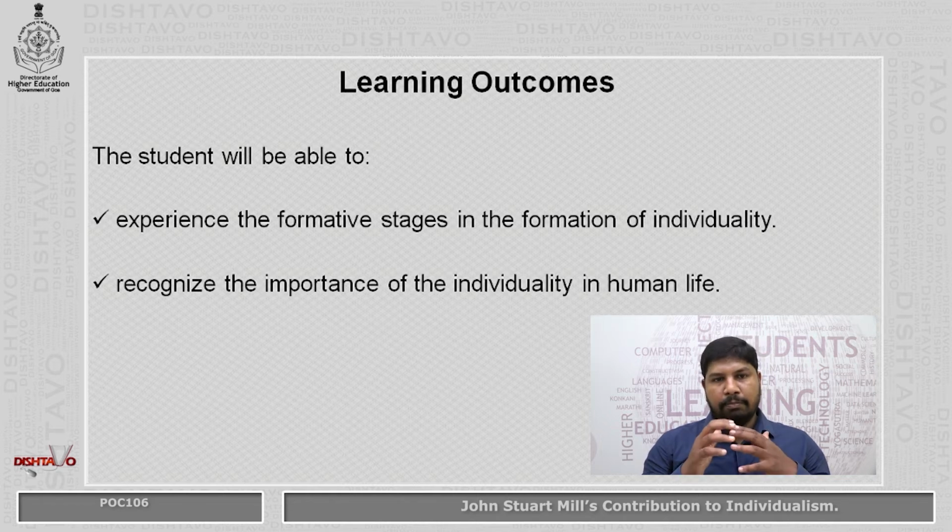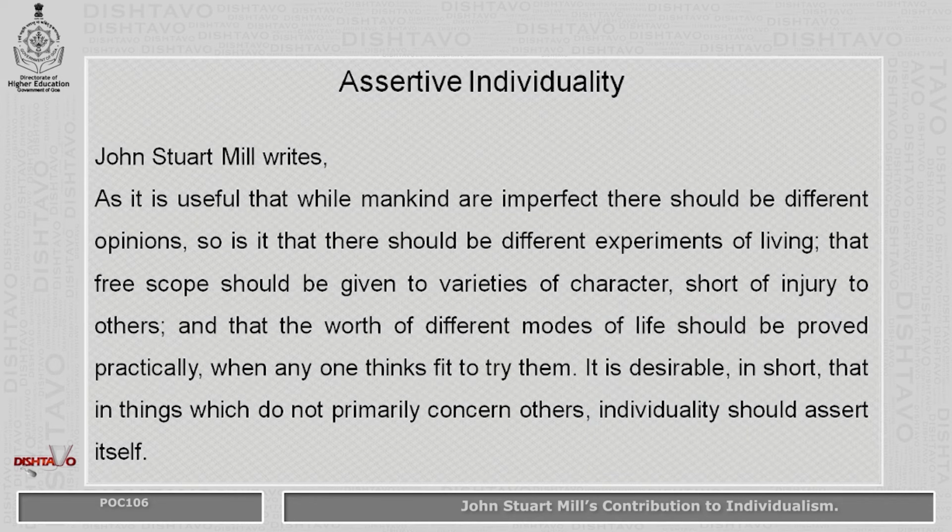Now, here J.S. Mill offers us a kind of humane individuality. An individuality that is quite sensitive about the people, the things, the surroundings near to us, around us. So, this is a quite fascinating understanding of individuality that J.S. Mill has offered to us. So, first is assertive individuality. What does Mill think about it?